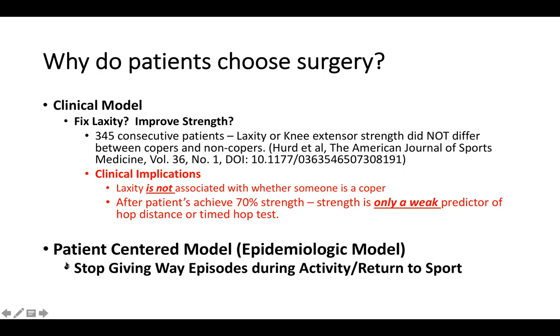And so clinically, if we're patient-centered, we really can't use these impairment-based variables to predict how our patients might come out clinically. So the primary reason for patients to get surgery is to stop giving way episodes and help them return to activity or return to sport if they're not a coper.